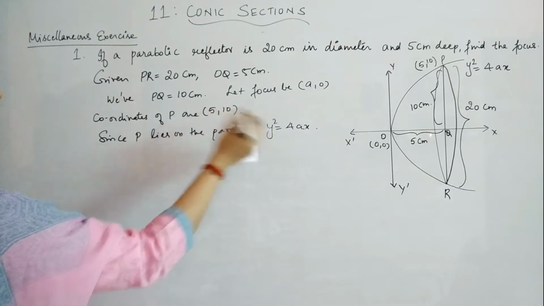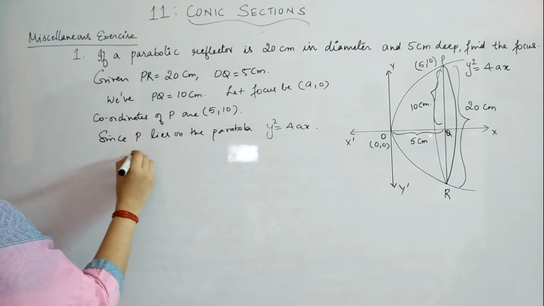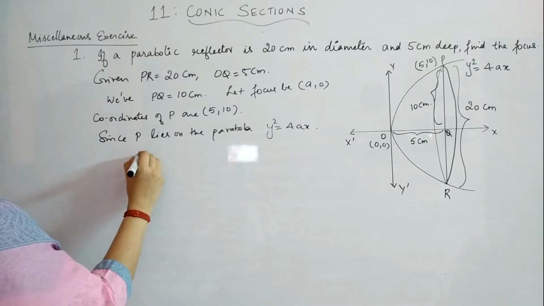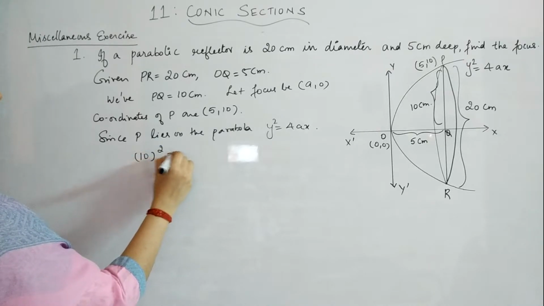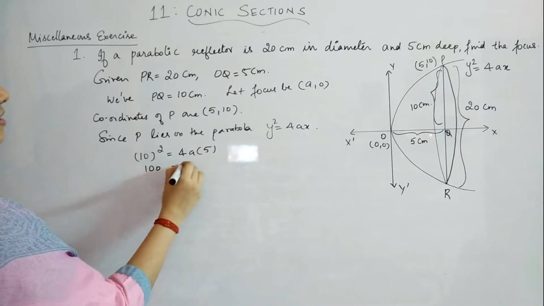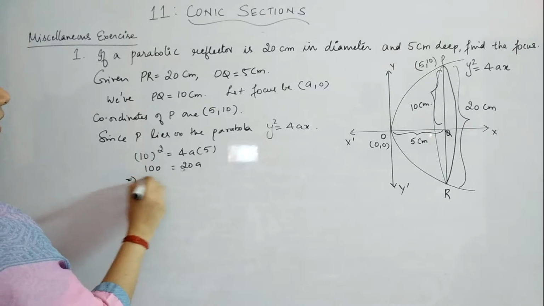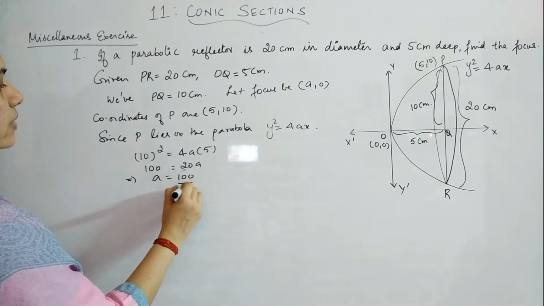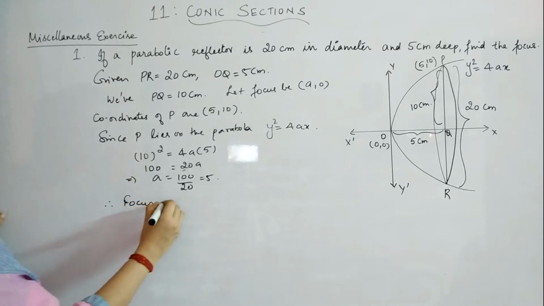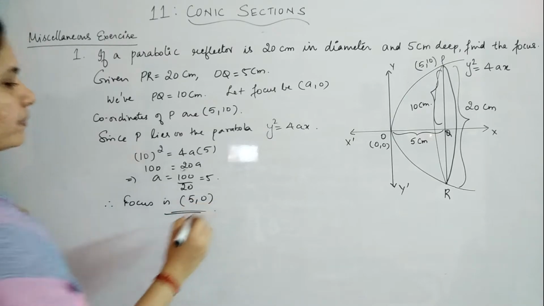Now we will make this 5, 10 satisfy this equation. That means we replace y with 10 and x with 5, so that you will get 10 square is equal to 4a into 5. That is 100 is equal to 20a, or a is equal to 100 by 20, which is 5. Therefore the focus will be a comma 0, so it will become 5, 0.